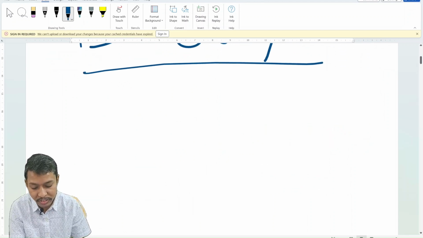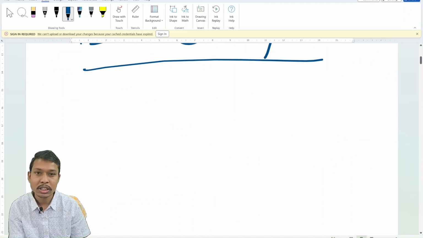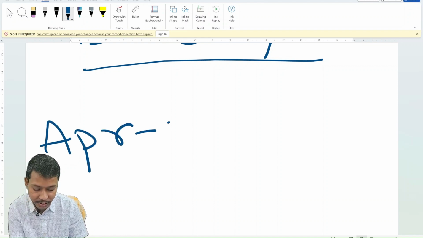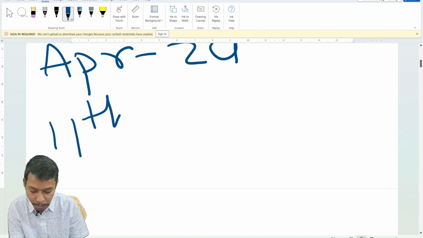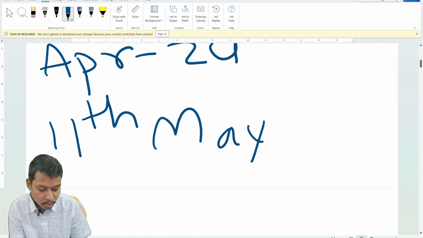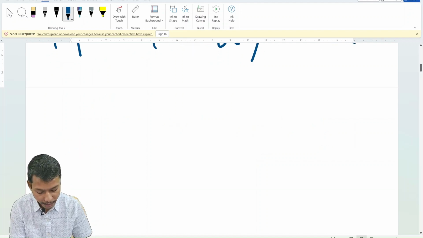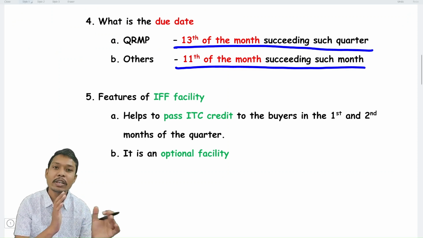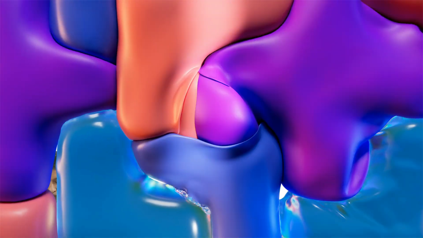Okay. And then comes the other than QRMP scheme. The due date will be 11th of the month succeeding such month. So if such a taxpayer has made sales for the month of April 24, then the due date will be 11th of May 2024. So 11th of May 2024 will be the due date for such taxpayer. Okay, so we have understood the due dates for filing GSTR-1 under the QRMP scheme and other than QRMP scheme.